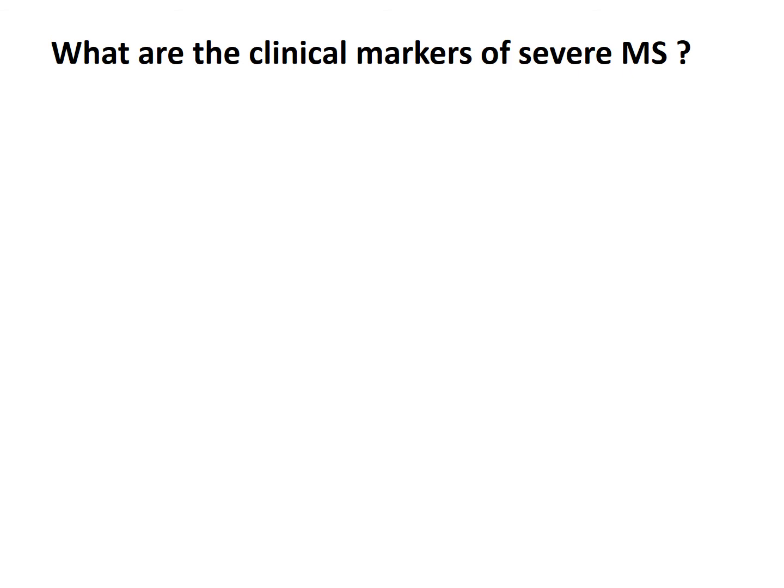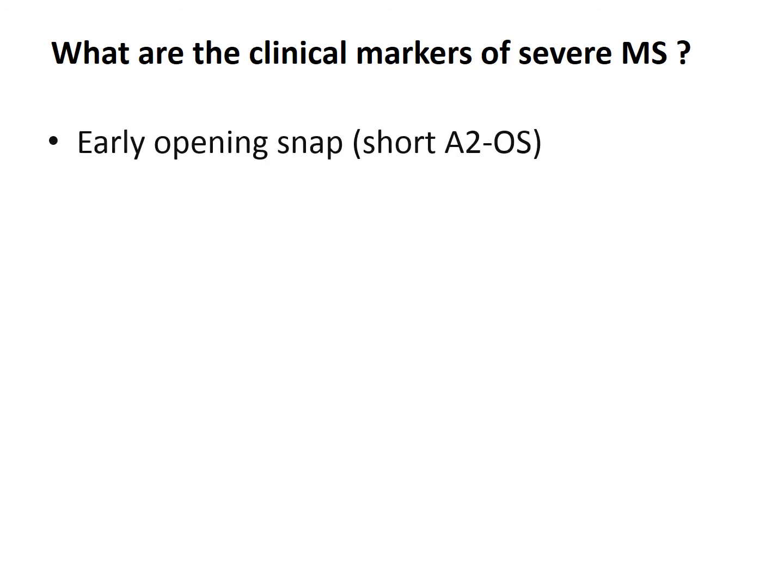Now, what are the clinical markers of severe mitral stenosis? First of all, there is an early opening snap. The shorter the time interval between the opening snap and the aortic component of the second heart sound, the more severe is the mitral valve stenosis. And this is because of the high left atrial pressure in severe mitral stenosis causing earlier opening of the mitral valve.